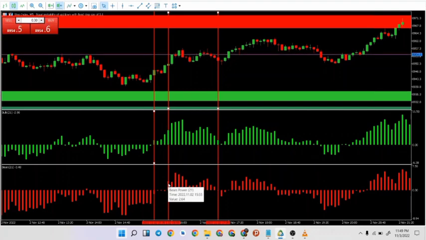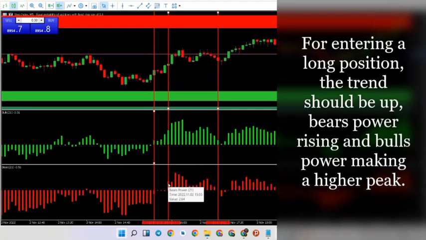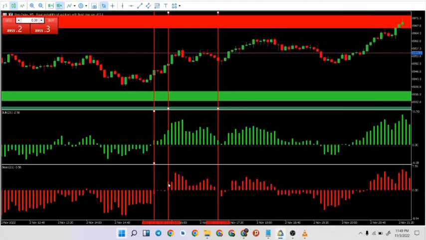So once we see that, that is a buy for us. If you want to enter a buy position, the trend should generally be up. Bull and bear power should be pointing above 0, and then the bear's power should be making a higher peak. The bull's power should be making a higher peak than the bear's power. Okay, that is your buy entry.